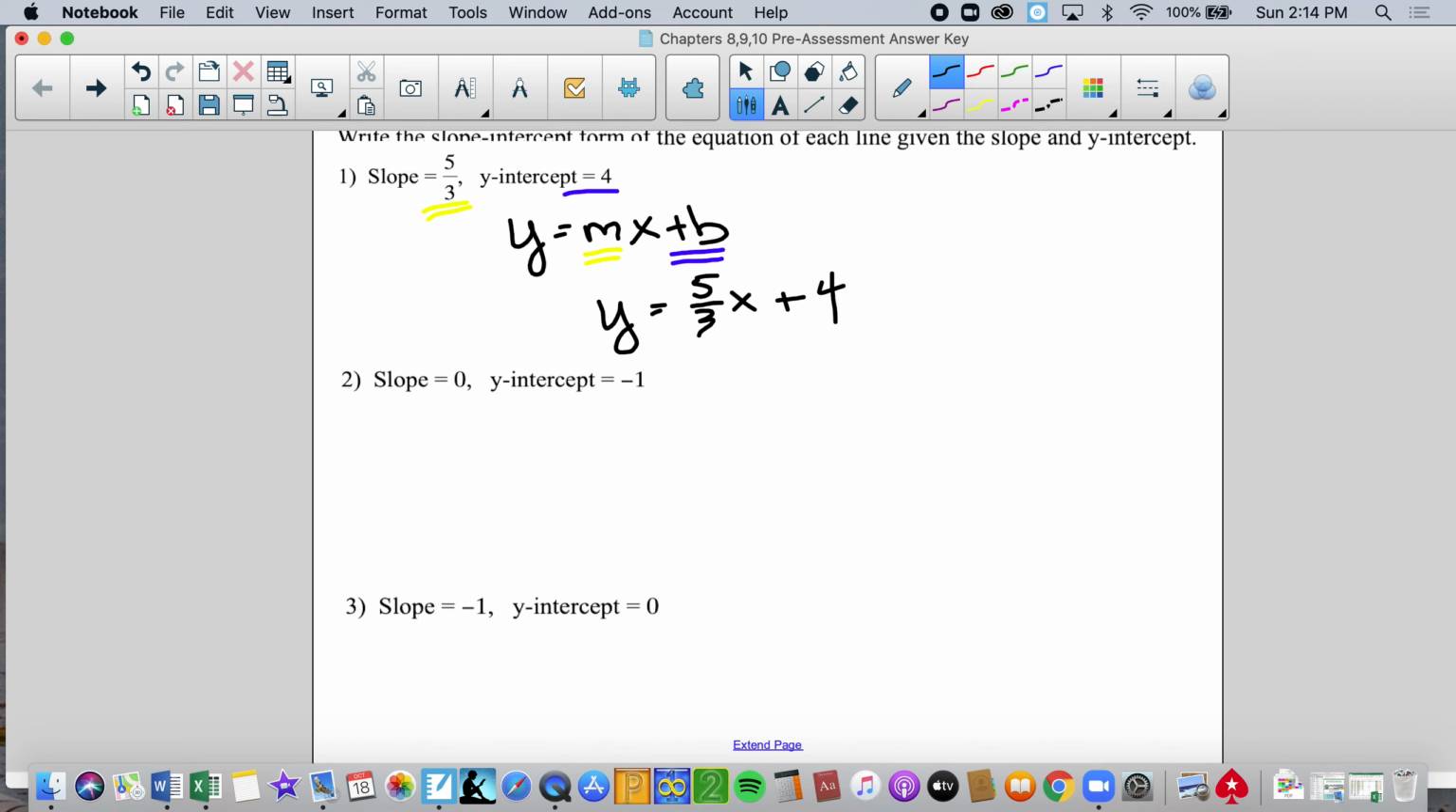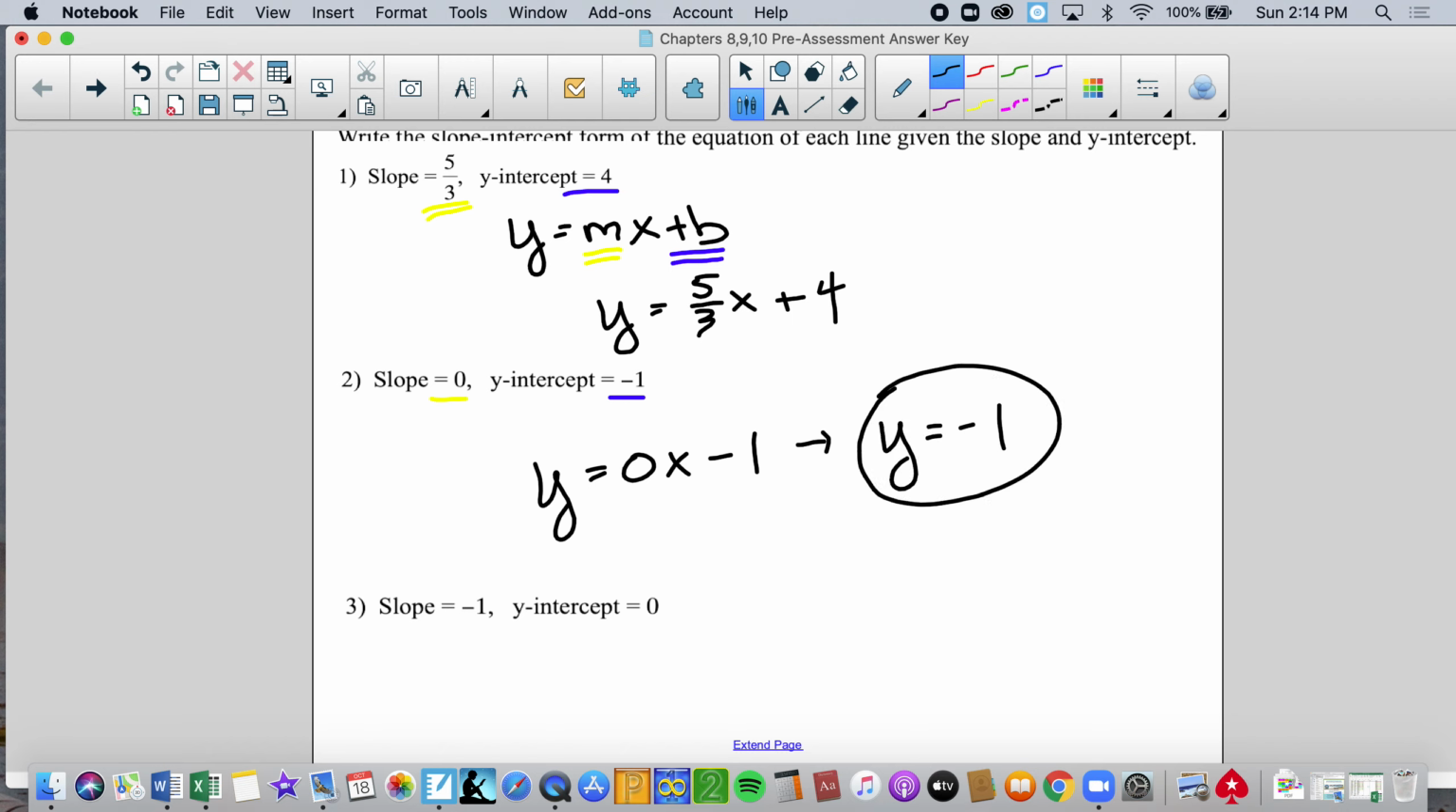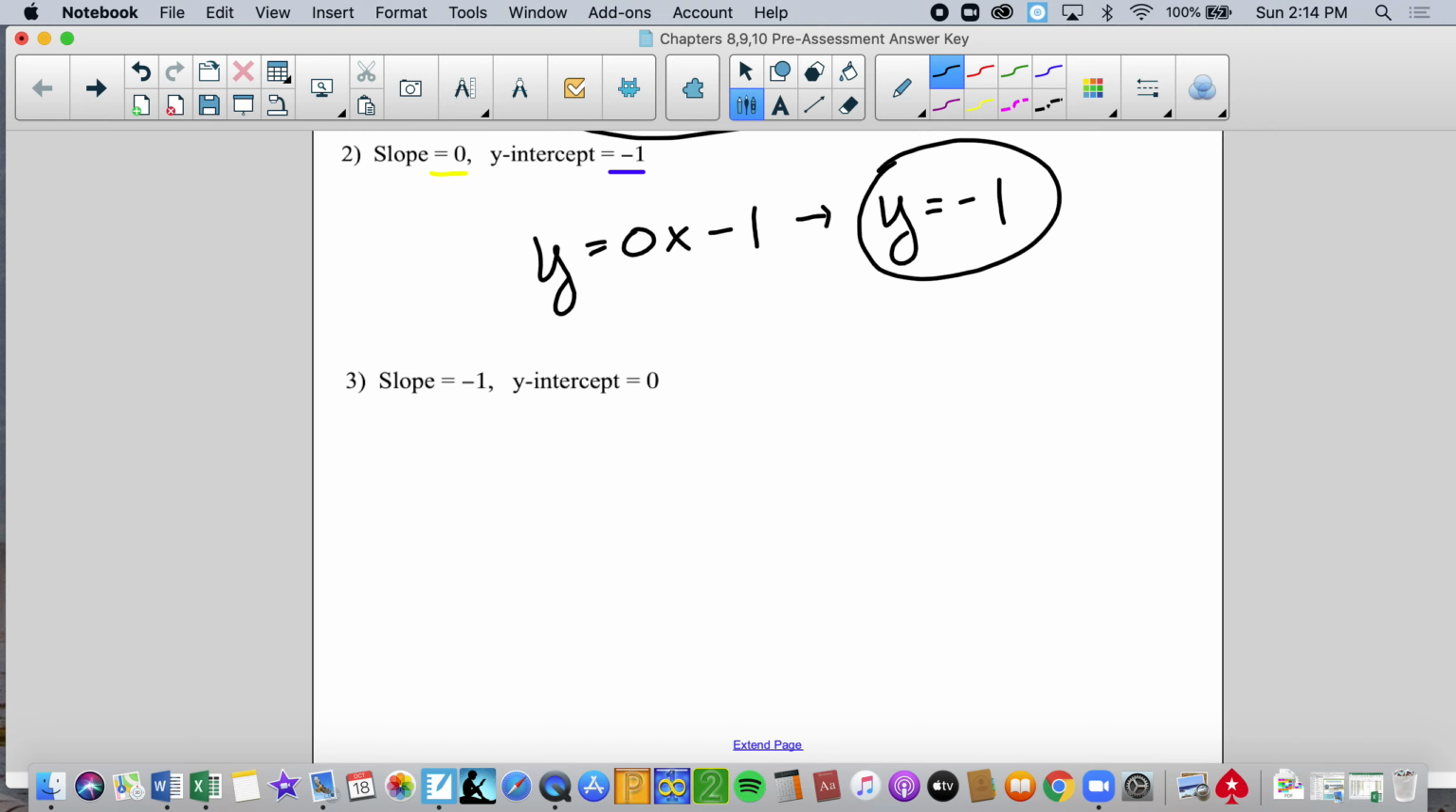Next question, they try to trick you a little bit by telling you that the slope is 0 and the y-intercept is -1. So we plug in 0 for m and -1 for b. That can be simplified. We will not accept that as a final answer. So that gives you y equals -1. So you must simplify in that situation.